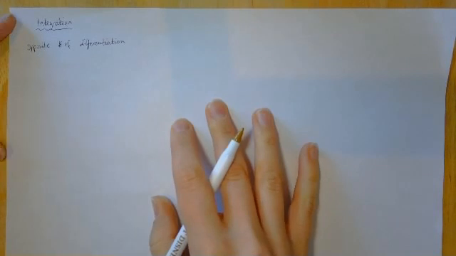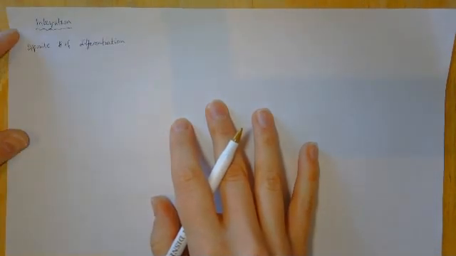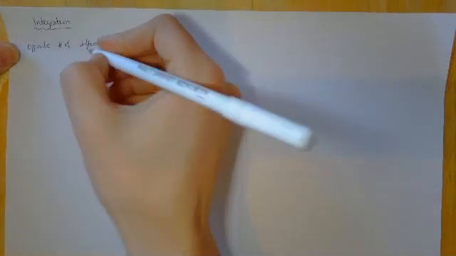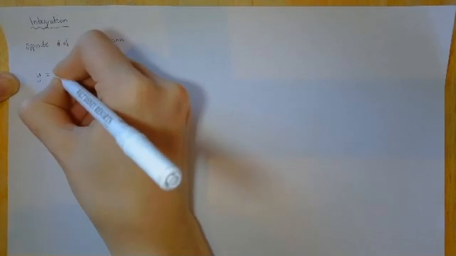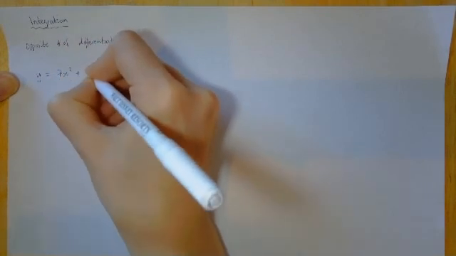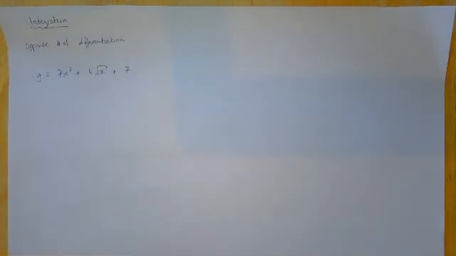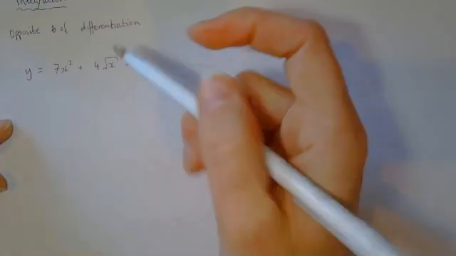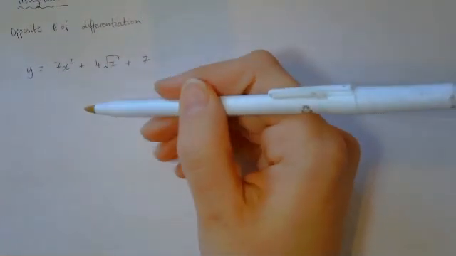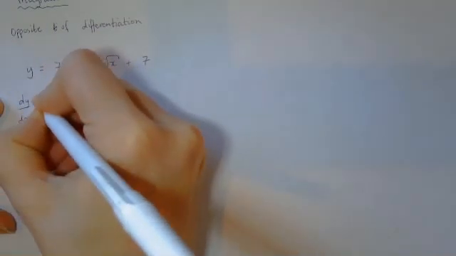I think the easiest thing to do is to actually start by differentiating something and then we'll go backwards again to see what we get. So let's say that y equals 7x squared plus 4 root x plus 7. So that's our function, and I think we'll start with this. What we'll do is we'll differentiate it and then we'll integrate it again, and we should hopefully get back to what we started with. Okay, so remember, for differentiation we write dy by dx.